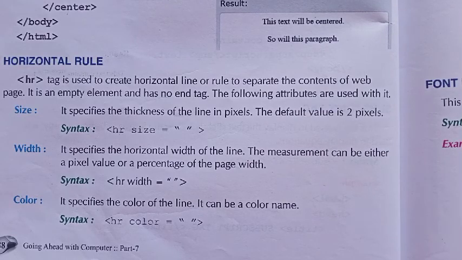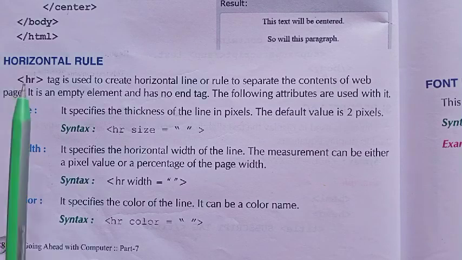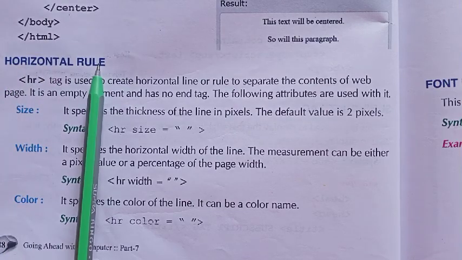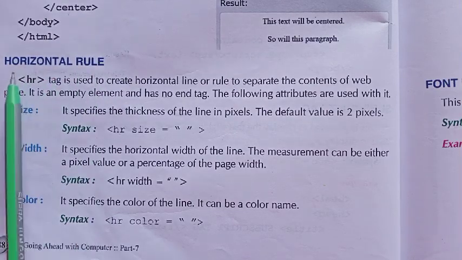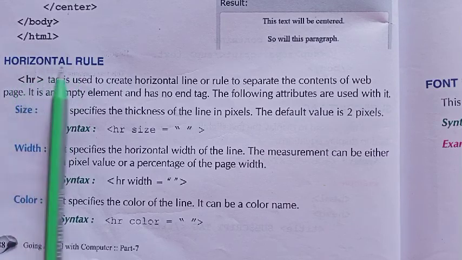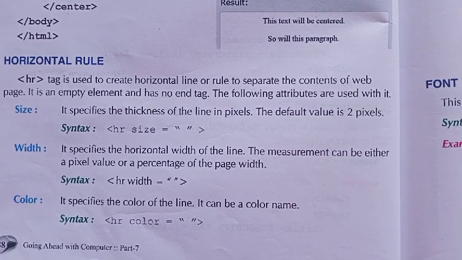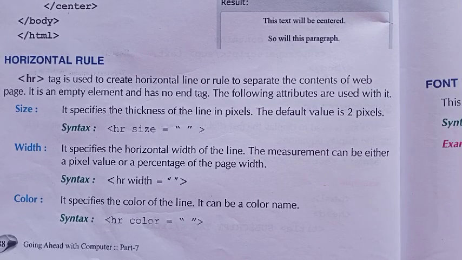We need to create a horizontal line. In such case, where you need to create horizontal line or a rule to separate the contents of the page, you will make use of the HR tag. HR represents horizontal rule. So with HR tag you will get a horizontal line or horizontal rule on your web page. And we have number of attributes that can be used with the HR tag.